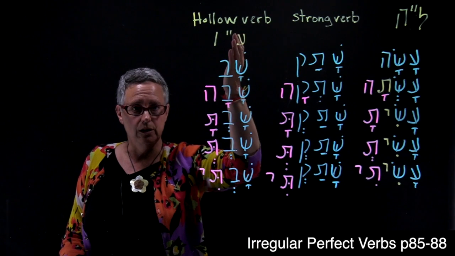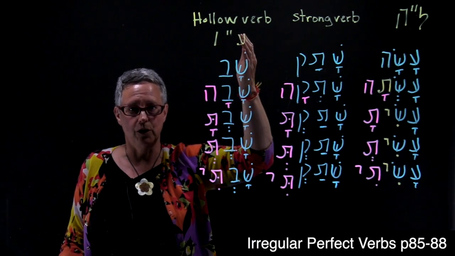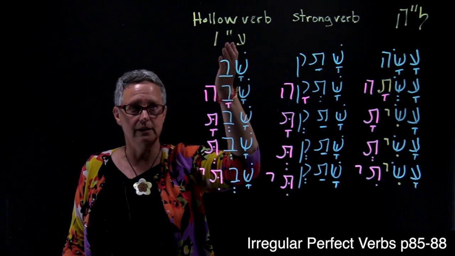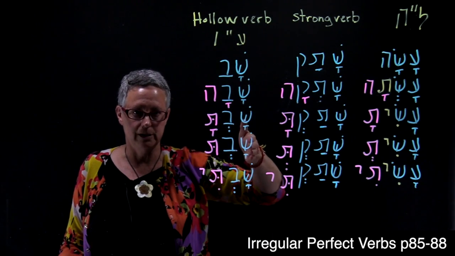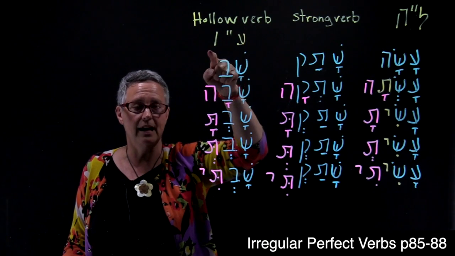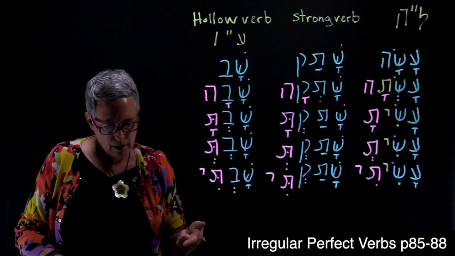And we're also showing you a hollow verb, and as you remember, a hollow verb is a verb that has either a yod, or in this case a vav, in the second or the middle root position. And as you recall, it's called a hollow verb because that vav often drops out, which you're seeing happening here.